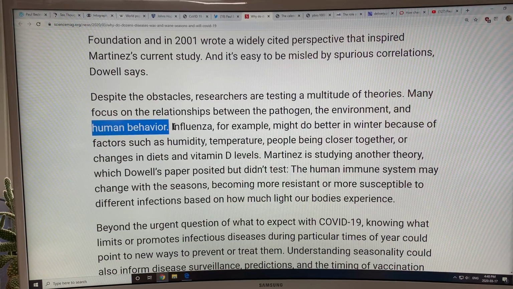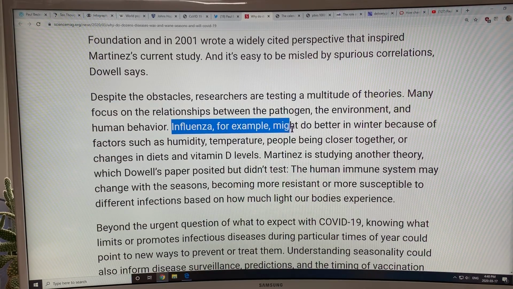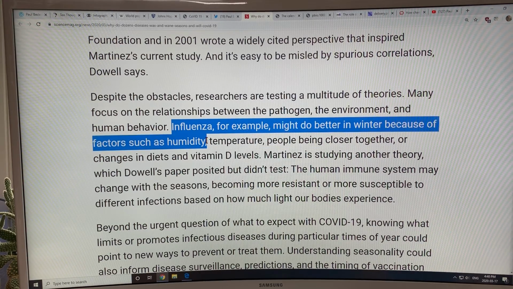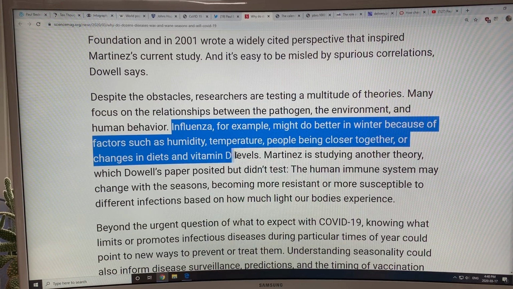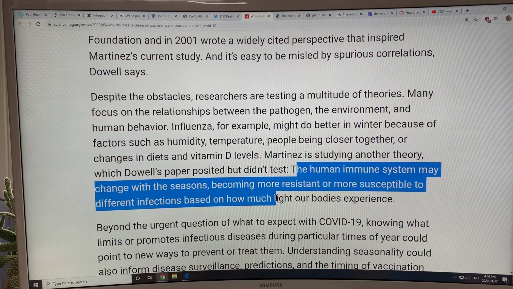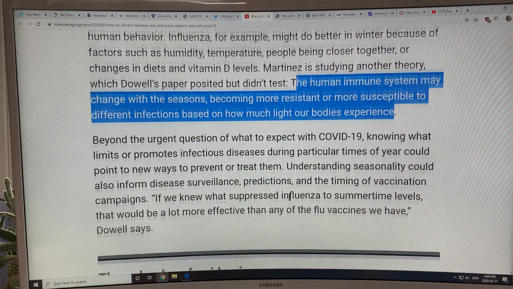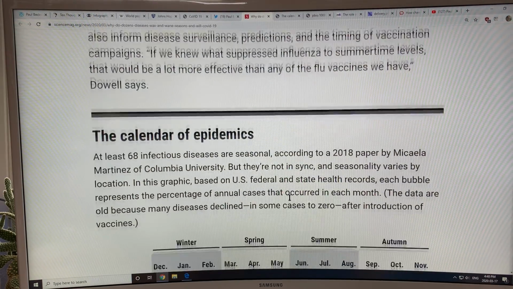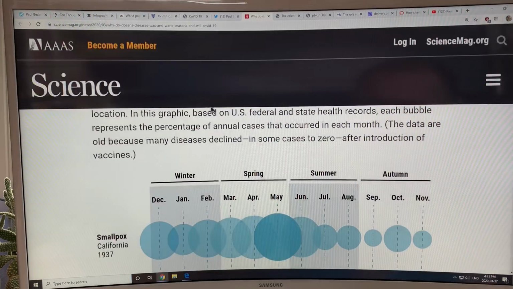For example, influenza, which we know is seasonal, the flu virus, might do better in winter because humidity is low, temperatures are low, people are closer together, or their diets might change, vitamin D levels, the amount of immunity. The human immune system may change with the seasons, becoming more resistant or more susceptible to infections based on how much light our bodies experience. There are all of these different things.